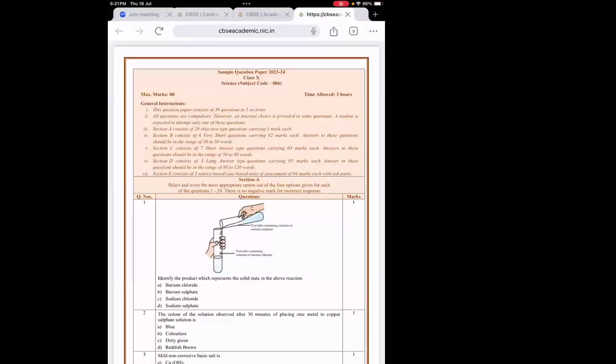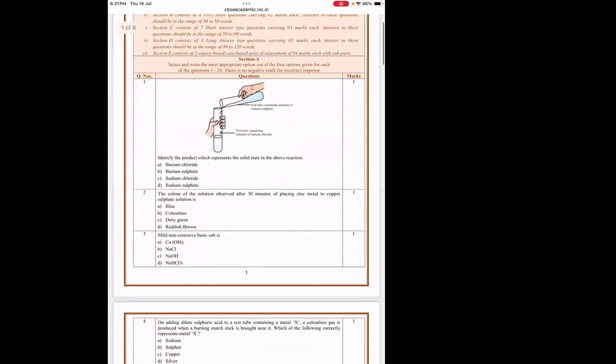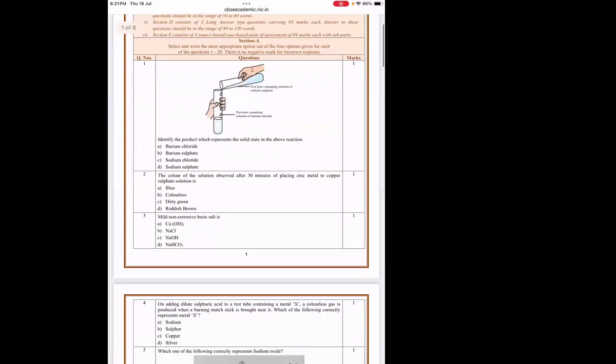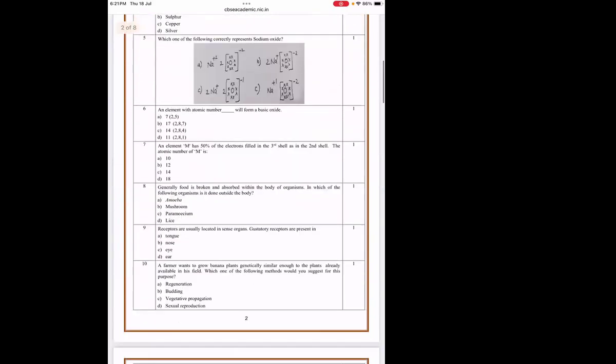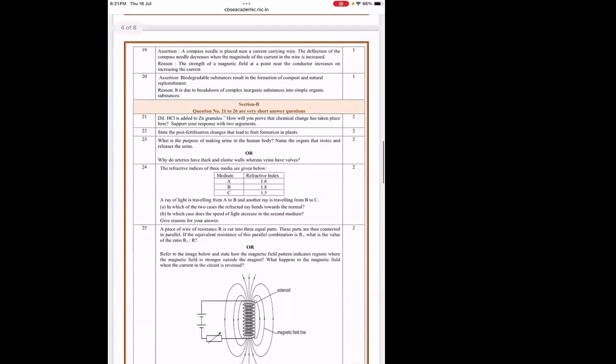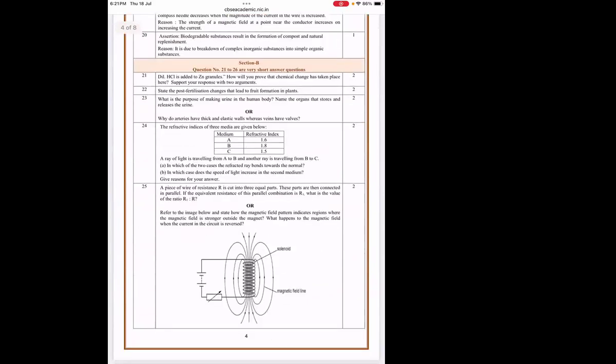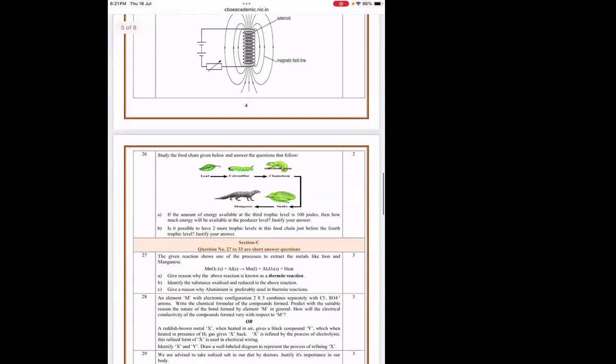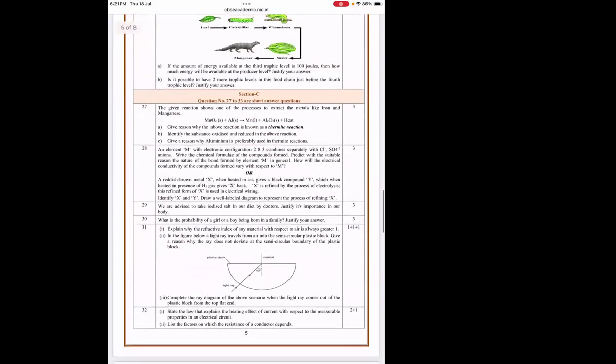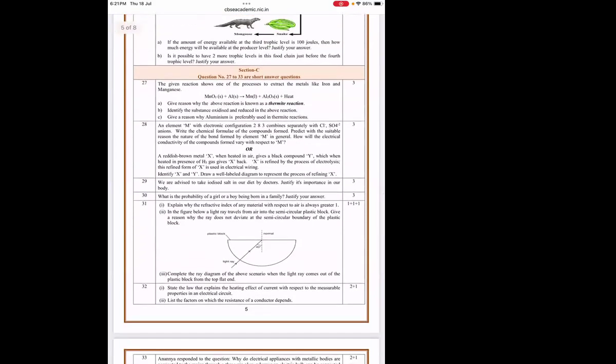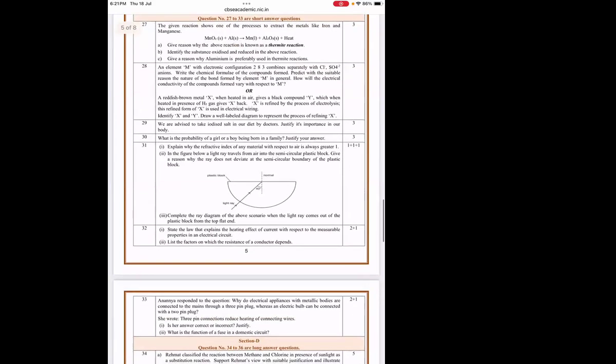So this is the paper of the year 2023, the sample paper released by the CBSE. You can see in front of all the questions they have given the marks also. Question number 1 has 1 mark on the right hand side. Then 2, 3, 4, all are 1 mark. Coming to 21, 22, 23, 24, all are 2 marks. Then 27, 28, 29 are all 3 marks. Then question number 31 is marked 1 plus 1 plus 1.